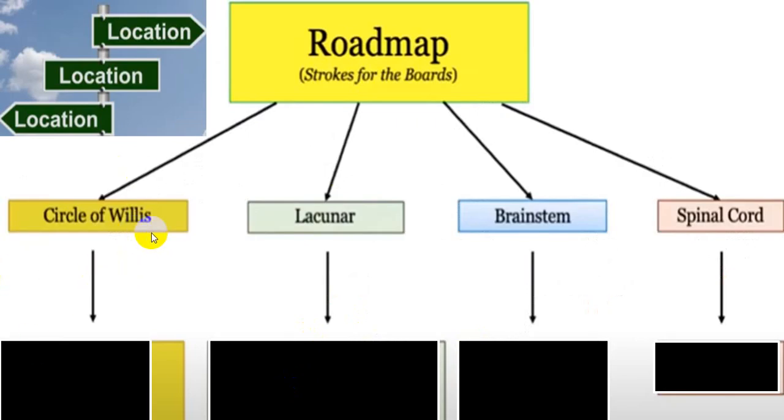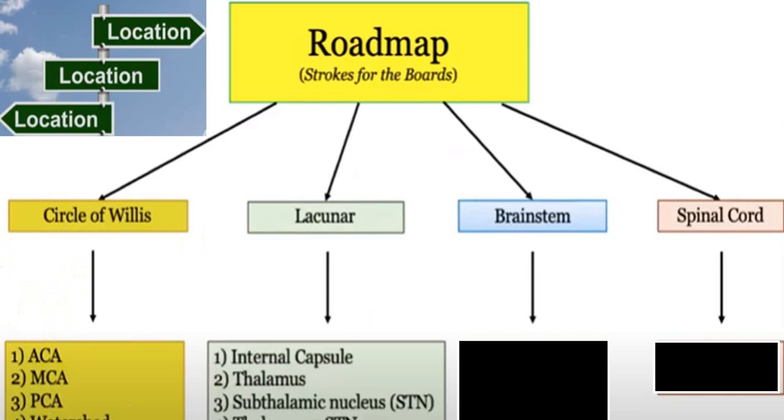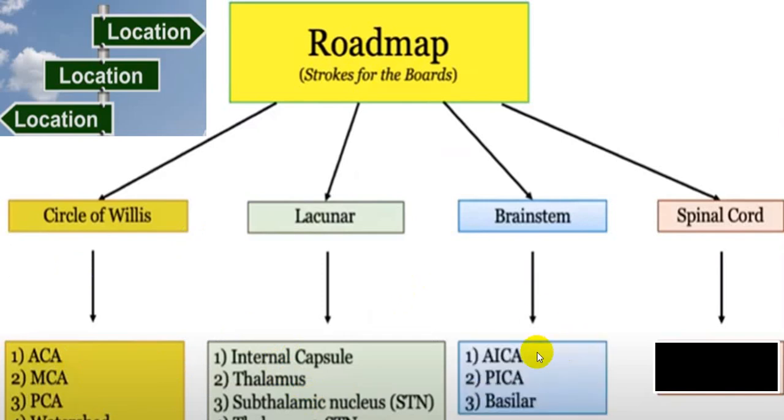So if there is a circle of Willis involvement, you will have either anterior cerebral artery, middle cerebral artery, posterior cerebral artery or watershed areas. If it is a lacunar infarct, there will be involvement of the internal capsule, thalamus, subthalamic nucleus, or thalamus plus subthalamic nucleus. If there is a brainstem involvement, anterior inferior cerebellar artery, posterior inferior cerebellar artery or basilar artery involvement. And if it is spinal cord, it is the artery of Adamkiewicz, or what we call the anterior spinal artery.